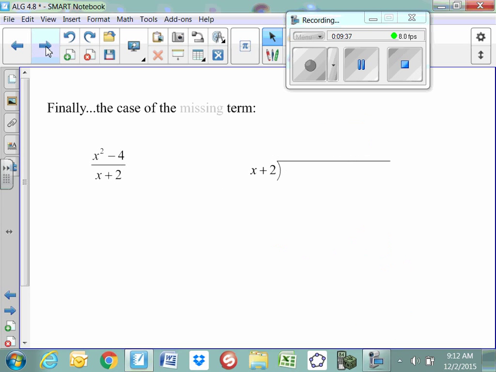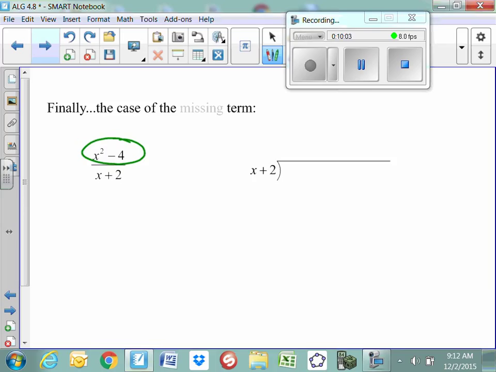All right. Finally, there's the case of the missing term. This one's a little tricky, just because people tend to get confused if they try and do this. Notice that here it is in order of decreasing degree, but I'm missing a term in a way. I've got an x squared, I've got a constant, but I've got no x. One of the things that's really helpful is to put a placeholder there.